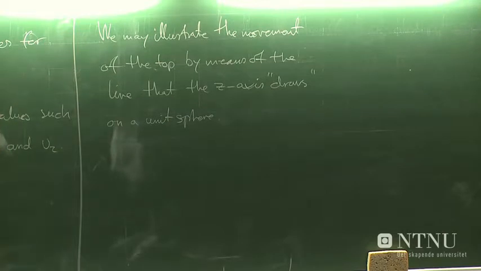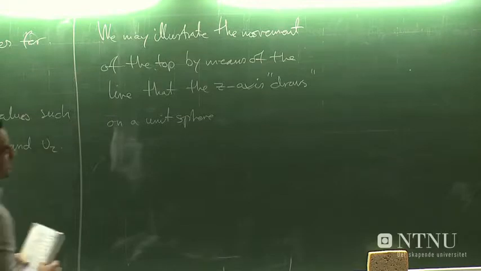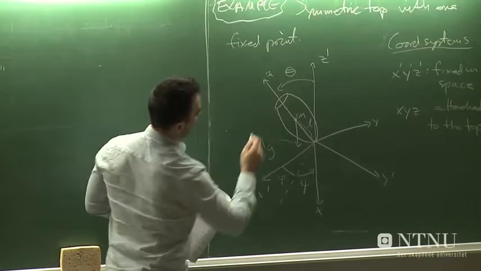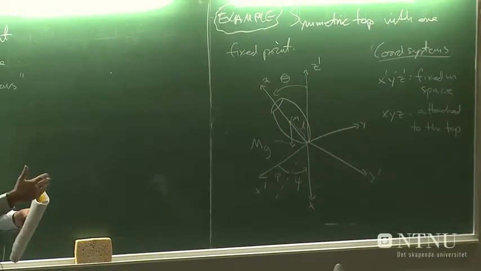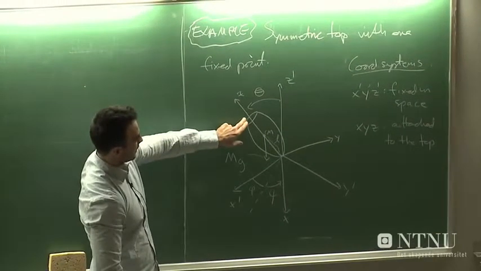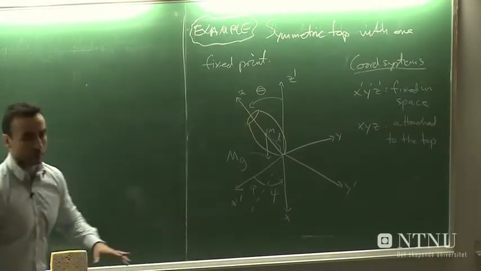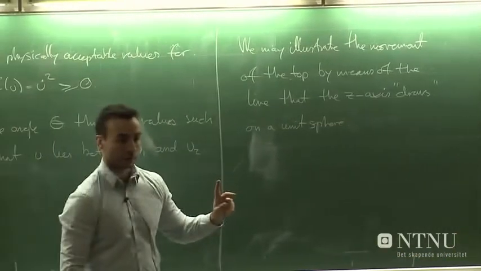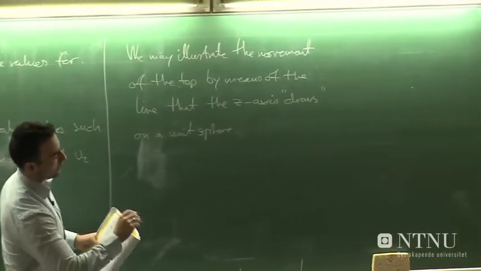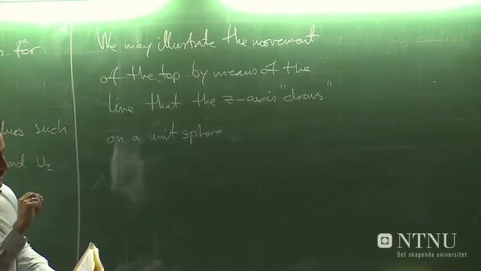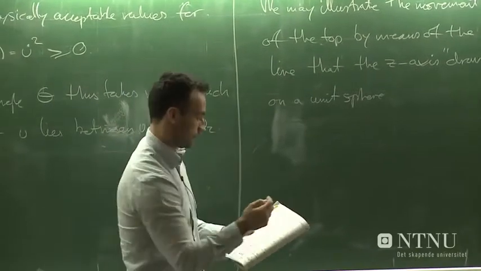And as a way of visualizing how the resulting motion of the top will look like, imagine that the top of the top has some color to it, so that it can draw a line where the top moves. And what you will find is that the top moves such that you get a line along this unit sphere.